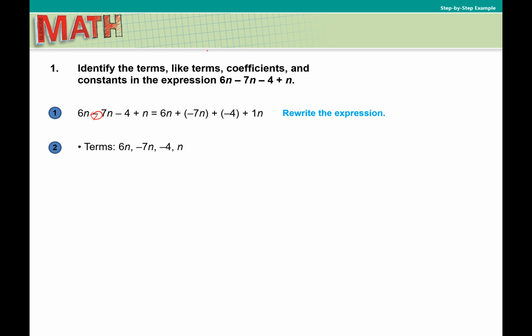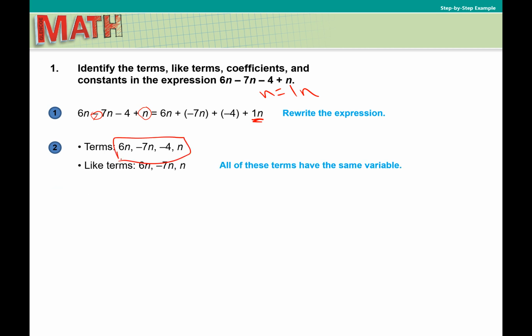One thing I forgot to mention is whenever you have a variable by itself, right here, there's no number or what we'll call a coefficient. I'll explain that in a second. It's always 1. So if there's one variable there, it's always the same as 1n. So n is the same as 1n. Okay, so we have our terms listed down here. Now we want to combine like terms.